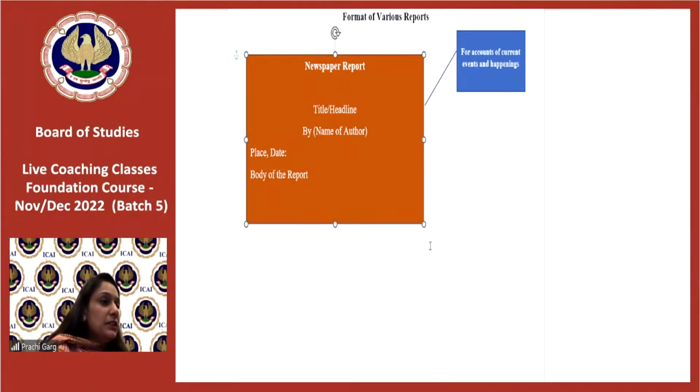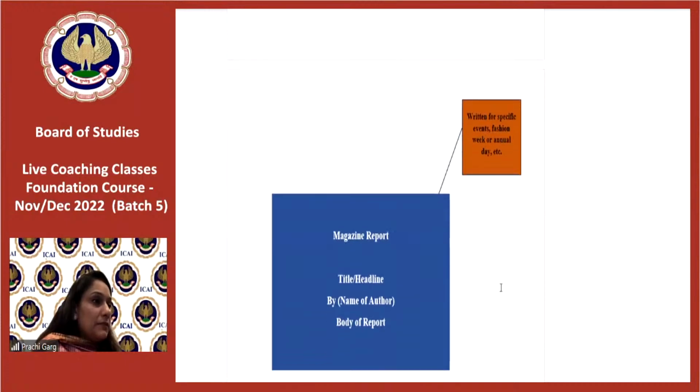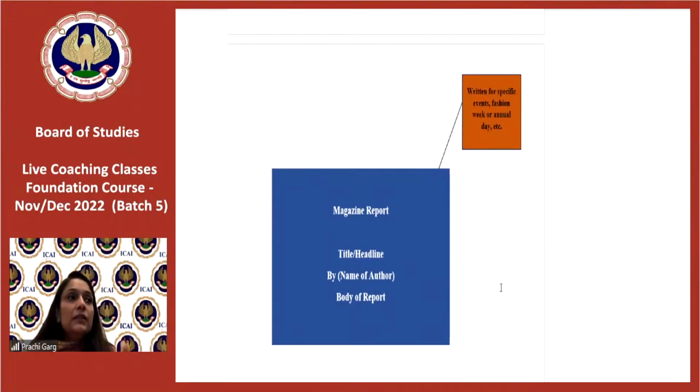Next comes the magazine. This is easy. In a magazine, you basically don't have to do anything. You just put the title, a headline, then there is a by, and then you straight away start from the body of the report. No date, no place needs to be mentioned here. Are we clear? Yes. So that's the only difference from the newspaper.